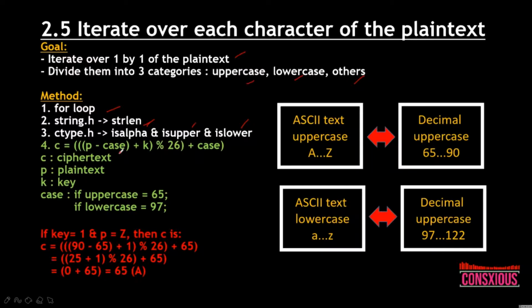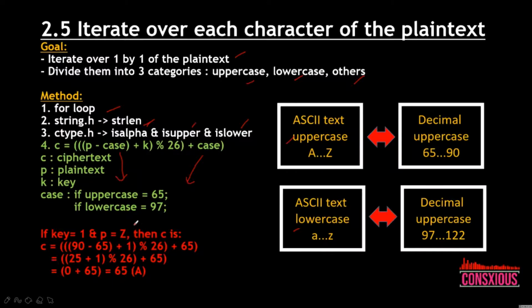So the case depends on what you want to convert. Is it uppercase or lowercase? If uppercase, we put the value 65. If lowercase, we put the value 97. This is almost the same thing. So A to Z converts 65 to 90, and a to z 97 to 122. So we can know the difference is the uppercase and lowercase have different decimal values. That is what we need to take note of here.